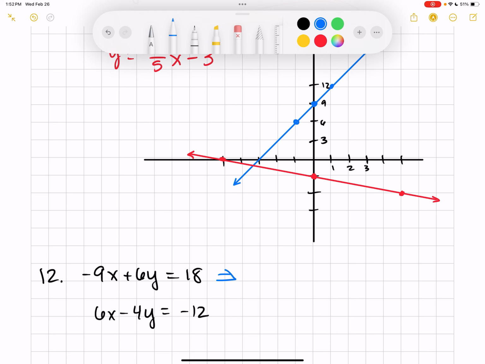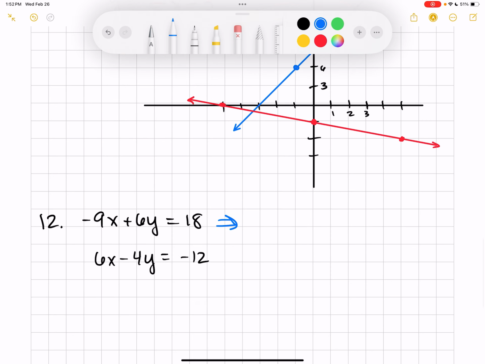So what do I need to do to get y by itself in the top one? Add 9x. So I have 6y equals 9x plus 18. Now what? Divide by 6. So y equals 9/6x plus 18 divided by 6 is 3. The 9/6 reduces to what? 3/2. All right, so that's the first line.